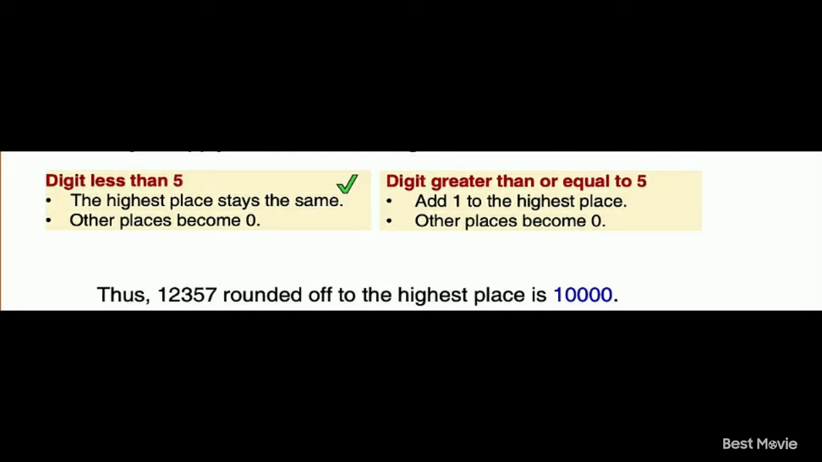So the number is 12,357. Our first step is to find the highest place. So in this number, the highest place is 1 and the next is 2. According to the rule, if the digit is less than 5, the highest place stays the same and the other places become 0. So 12,357 becomes 10,000 as 2 is less than 5.